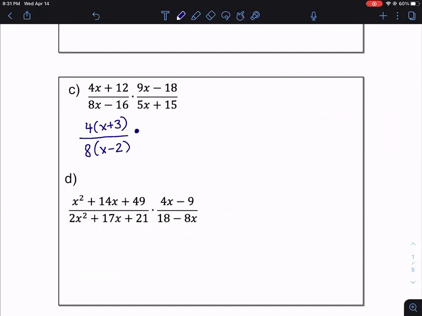The more you factor, the easier this becomes. Top right, I'm going to factor out a 9. I'm left with x minus 2. And bottom, I'm going to factor out a 5, leaving me with x plus 3.